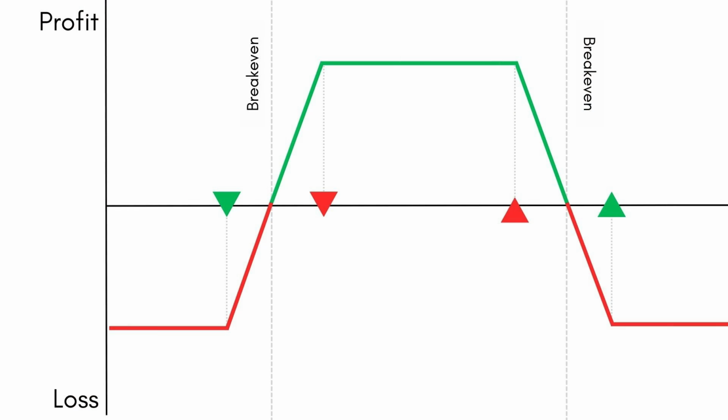Now, since they're just 2 combined strategies, iron condors can be adjusted just like the spreads I talked about earlier. All you need to do is adjust the side that's being threatened.